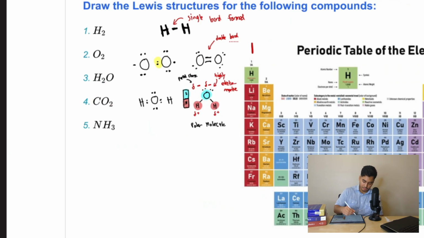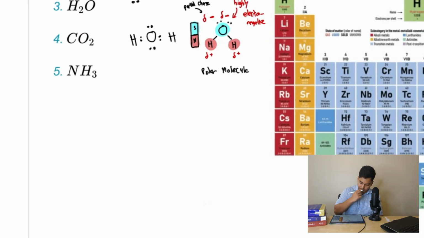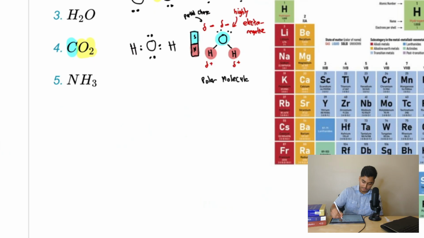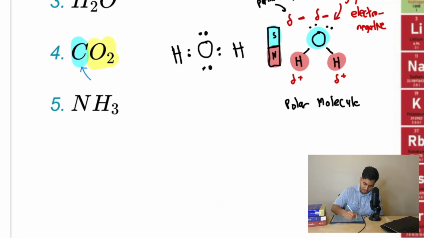Okay, the next one we're going to do is going to be CO2. So for CO2, we have to guess which one is the center atom. Do you think it's going to be carbon or oxygen? Okay, well, we're going to just guess. So because we have carbon on the side here, I'm going to just guess that's going to be our center atom. Okay, so I'm just going to guess that carbon is my center atom.